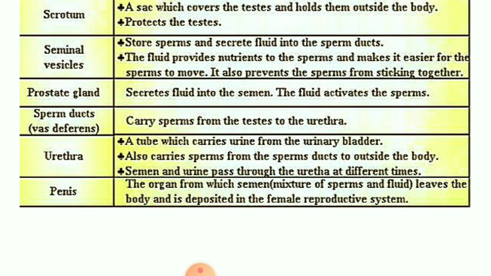The urethra carries the urine and it is also responsible for the liberation of the sperm from the body to the female body. Then semen and urine are passed with the help of the urethra, but at different times. At one time it is not possible to pass both. Penis. The penis is the place where the semen is liberated as well as the urine is liberated out.